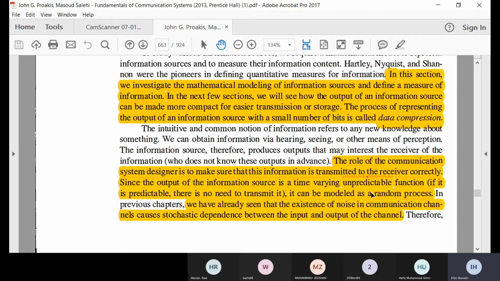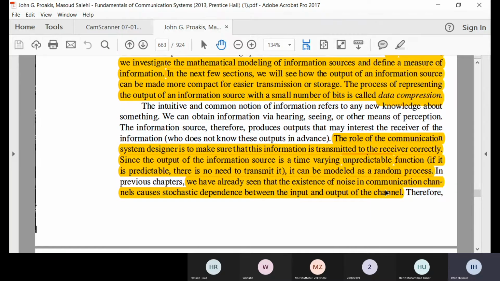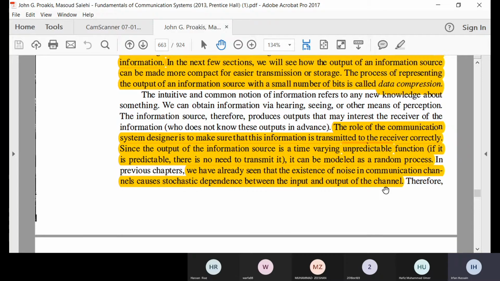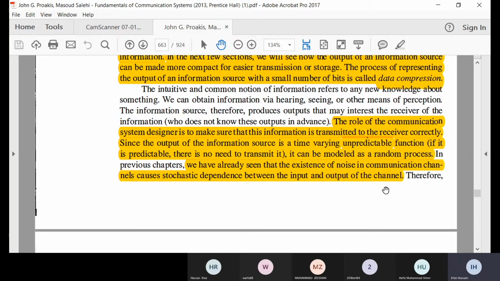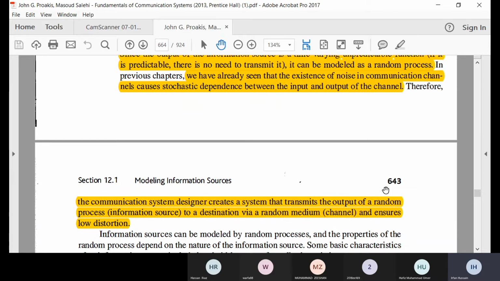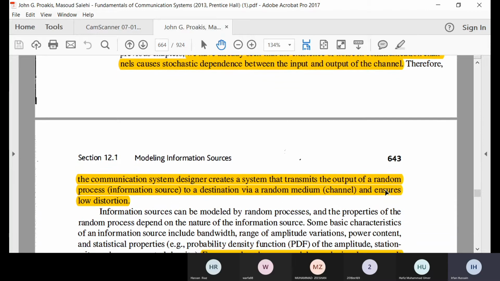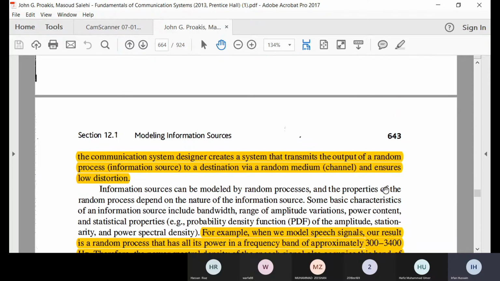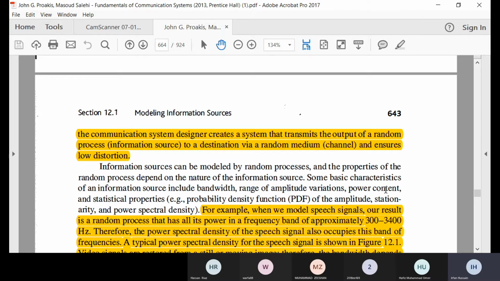Information, again, we have seen, is a time varying unpredictable function. So if it was predictable, there was no need to transmit. This we have also discussed in the first chapters. So it is a random process. And then in the communication channel, you have noise, and you might have stochastic dependence between the input and the output of the channel, and the communication designer creates a system that transmits the output of the information source, which is a random process, to a destination, which is a random medium, and ensures that it is delivered with the lowest distortion.